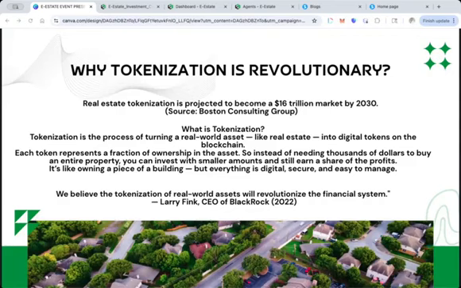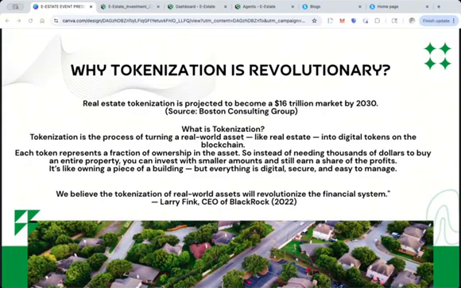And so, guys, I want you to pay close attention as I break down this information so that you can understand it. Now, a lot of people ask me, well, what is tokenization? Well, this is the simplest definition that I have found for real estate tokenization or tokenization in general. Tokenization is simply the process of turning a real world asset, like real estate in this case, into digital tokens on the blockchain. Now, what does that mean, right? That means that each token is going to represent a fraction of ownership in an asset. So in the case of real estate, instead of you needing thousands of dollars or sometimes even millions of dollars to buy an entire property, you can actually invest with smaller amounts and still earn a share of the profits.